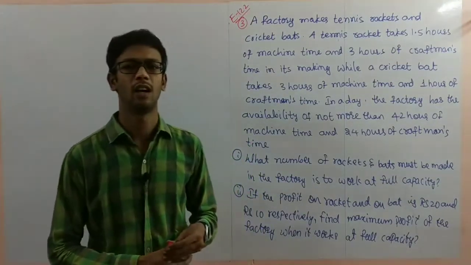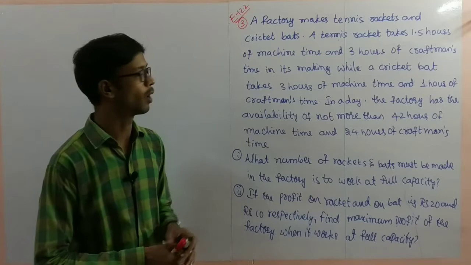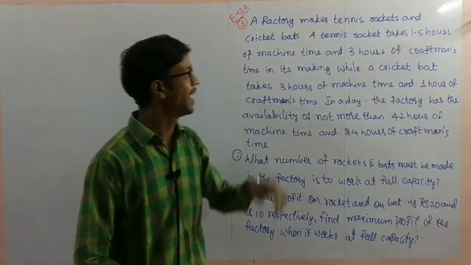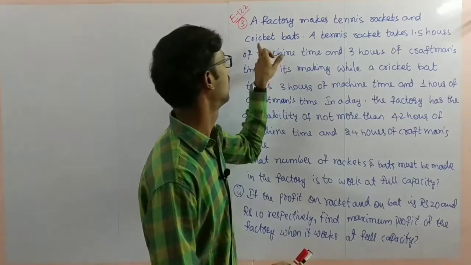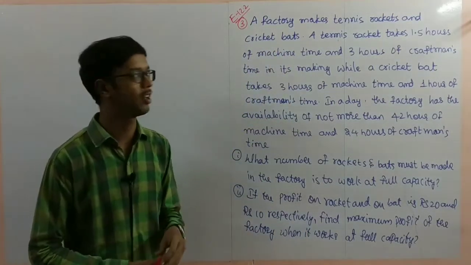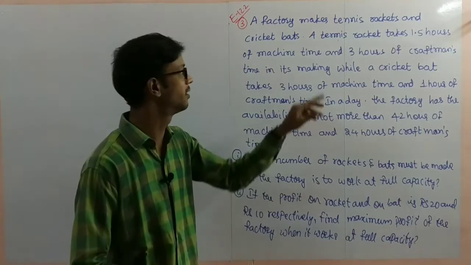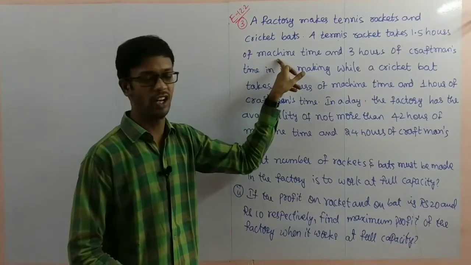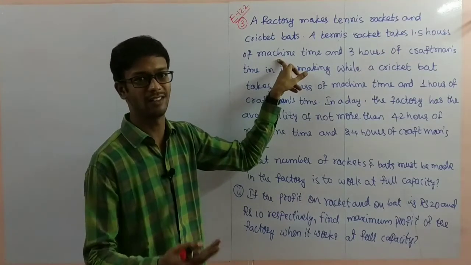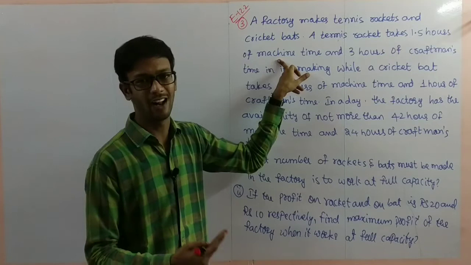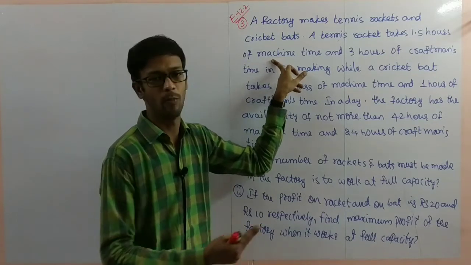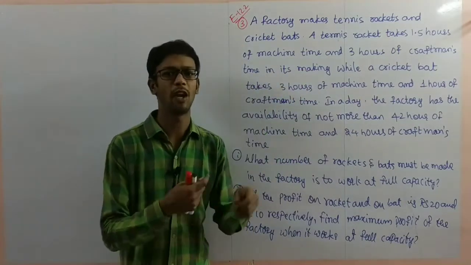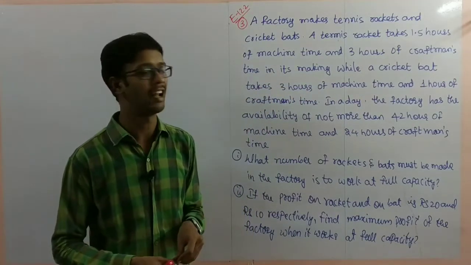Next, another manufacturing problem. Problem number 3 in exercise 12.2. A factory makes tennis rackets and cricket bats. Two types are there, tennis rackets and cricket bats. A tennis racket takes 1.5 hours of machine time. Here two stages are there for making a racket or bat. That is machine time 1.5 hours, and 3 hours of craftsman's time. For crafting purpose it will take 3 hours.